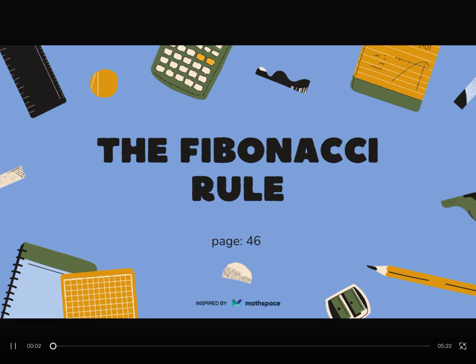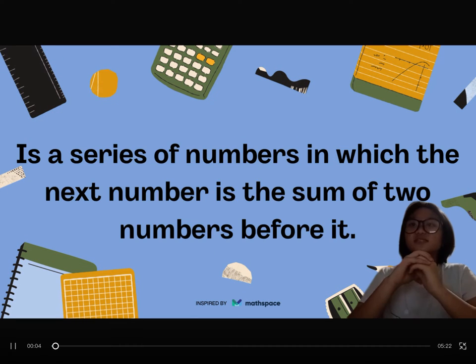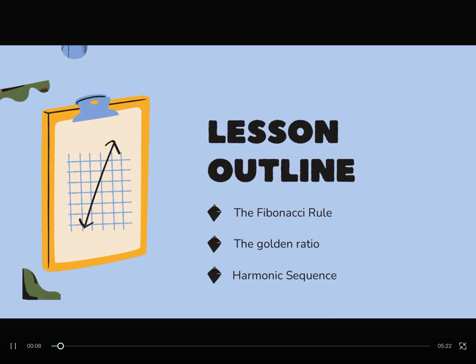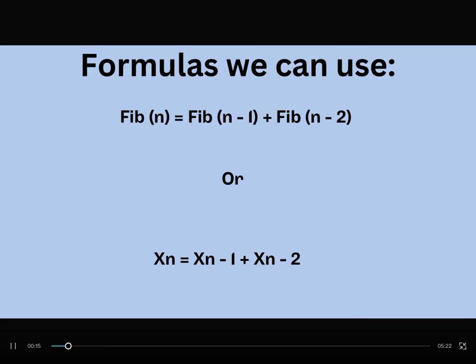The Fibonacci rule, page 46, is a series of numbers in which the next number is the sum of the numbers before it. Lesson outline: the Fibonacci rule, the golden ratio, and harmonic sequence.